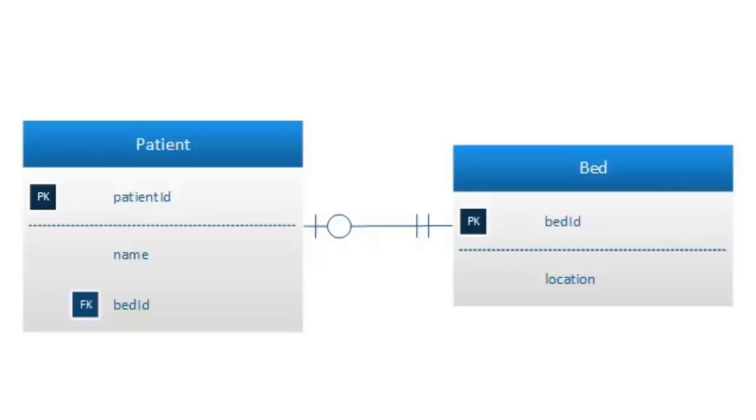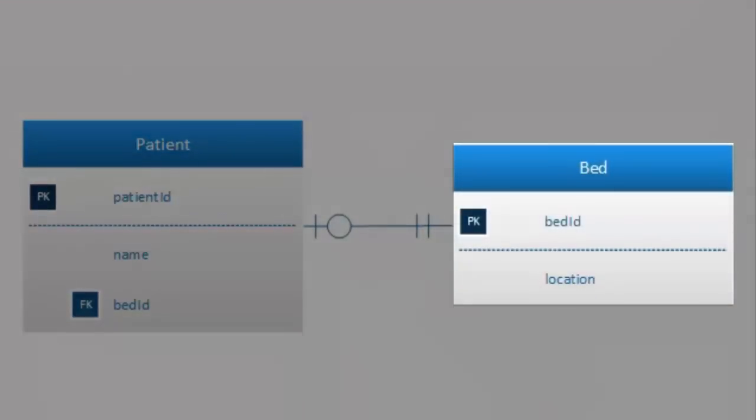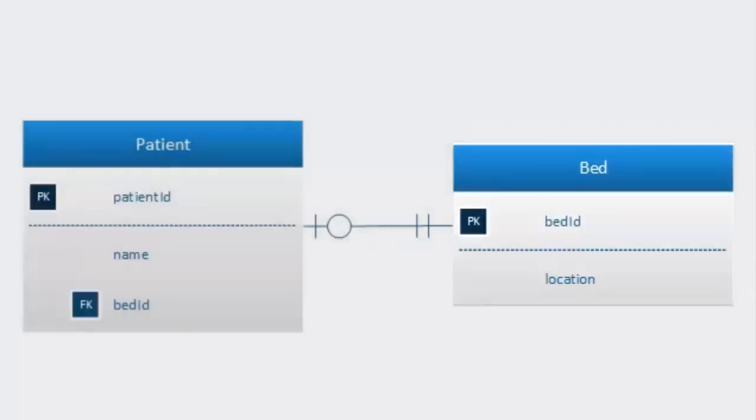Let's consider this example where we have a hospital patient and a hospital bed. According to this data design, a hospital patient is always assigned to exactly one bed in the hospital. But each bed in the hospital might not be assigned to a patient. If a bed is assigned to a patient, then of course it is assigned to a maximum of one patient. But the possibility exists that we have empty beds that are not assigned to any patients.